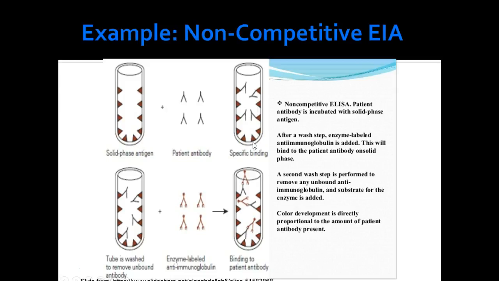Okay. We're going to do a wash step to get rid of any excess antibody that could possibly be floating around. Then we're going to add an enzyme labeled anti-immunoglobulin that will react with any antibody that's left attached to that antigen. This is going to create an antigen, antibody type of scenario. And when we add a substrate, it is going to react with the label on that secondary antibody. The color development is directly proportional to the amount of patient antibody present. Okay, so that's how non-competitive enzyme immunoassay works.